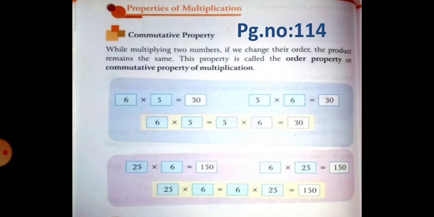Let's see the example. 6 into 5 equal to 30. Again 5 into 6 equal to 30. So in the sum we are changing only the order, so the product remains the same. That is 30. So 6 into 5 is equal to 5 into 6. We get the answer 30. Only the order changes, so the product remains the same.